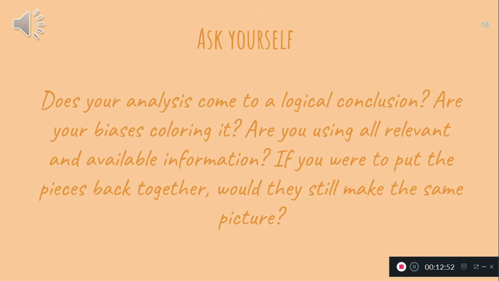Lastly, if this were a jigsaw puzzle and you were to put the pieces back together, would they still make the same picture? Because if you were to accidentally alter that information, put in some of your own biases, that piece would not look the same when you tried to put it back into the original work. Maybe you colored it a different color in order to make it fit with your point that you're arguing in your paper, but that is not what the original source material says. So make sure that you leave every piece intact when you're analyzing it so that you don't misconstrue what your source material is actually saying.